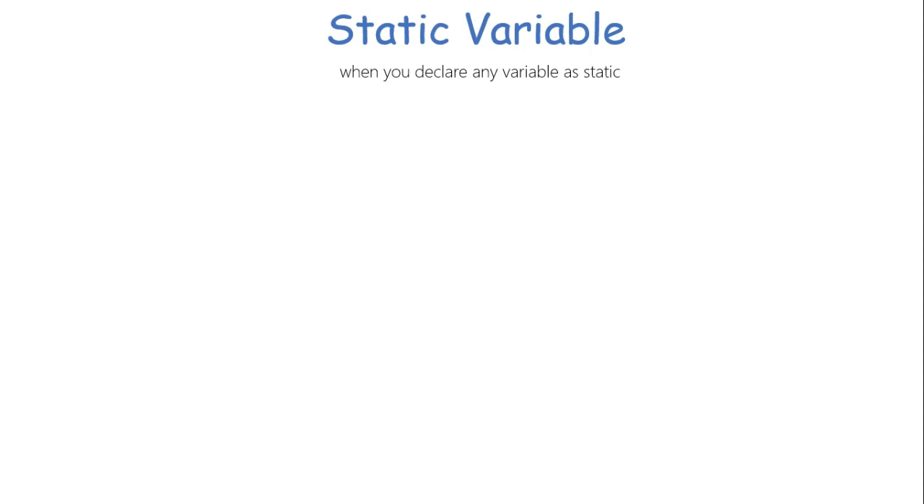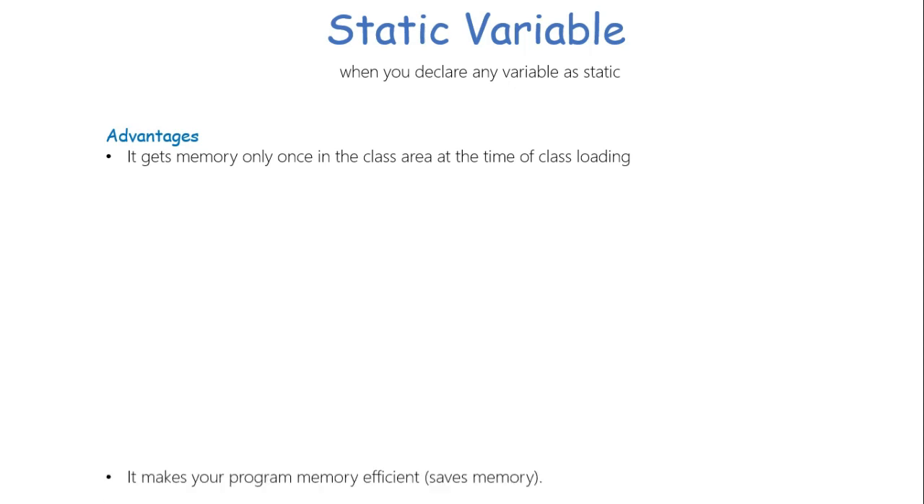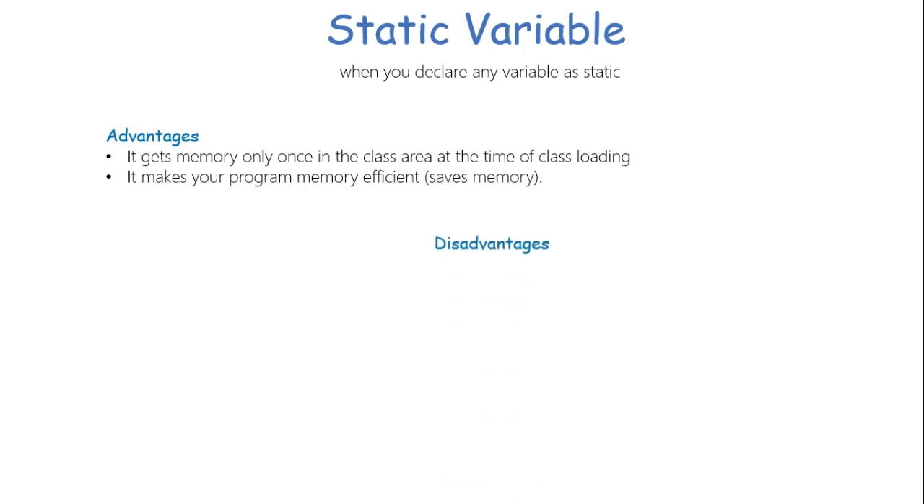When you declare any variable as static, it means your variable is static. The advantage with a static variable is that it gets memory only once in the class area at the time of class loading. It makes your program more efficient, while the disadvantages are that a static variable remains in memory for a long time. Because of that, its garbage collection is very difficult and it cannot be overridden. Let's see the example in Eclipse.